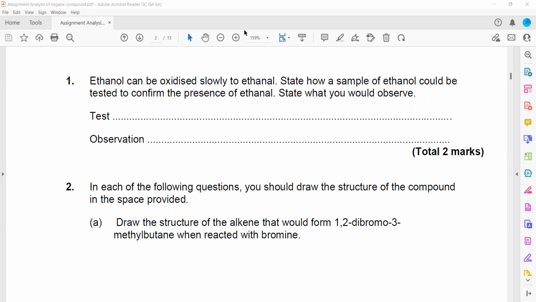So if we are using Fehling's or Benedict's solution, then the observation, what we'll observe, is the blue solution changes to red-brown, or a red precipitate will be there. The blue solution will change color and it will form a red precipitate.